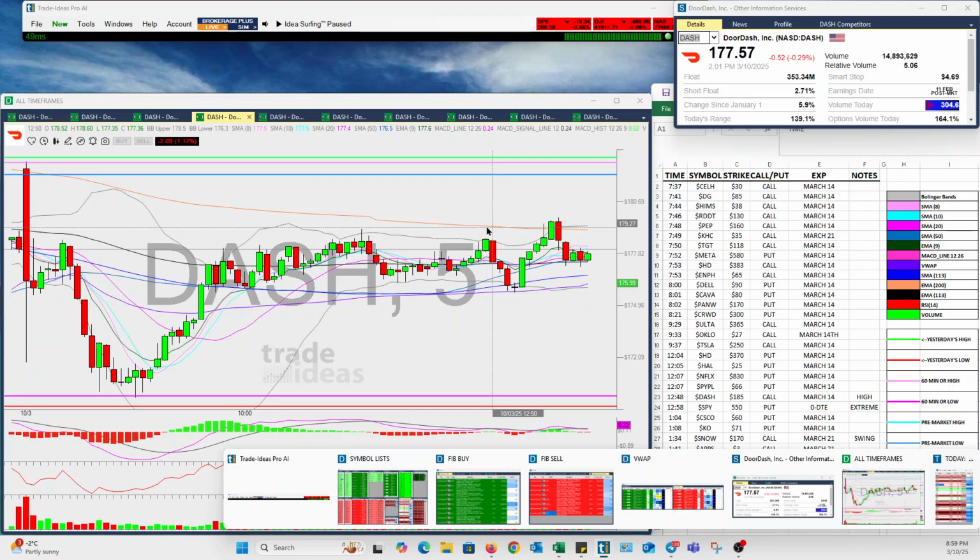Obviously, the 200 EMA is here, which is going to be a level of possible rejection, which it did. It didn't even get up to it, so it rejected and went back down. If you were watching this and you were patient, you could have caught the rejection here down to VWAP and then caught some upside there. So that's where your trade would have been on Dash.